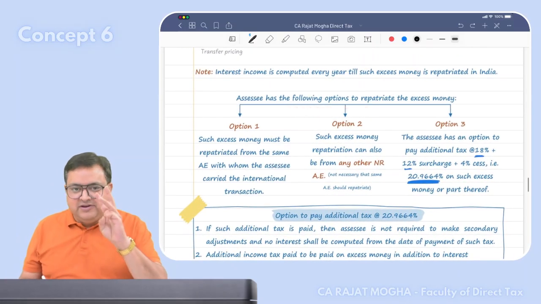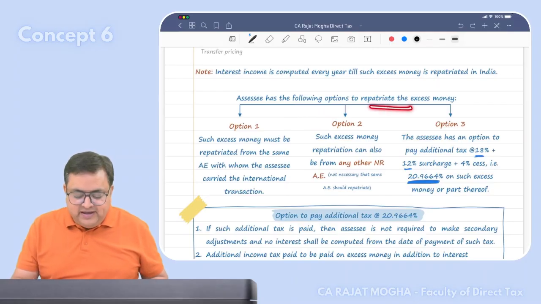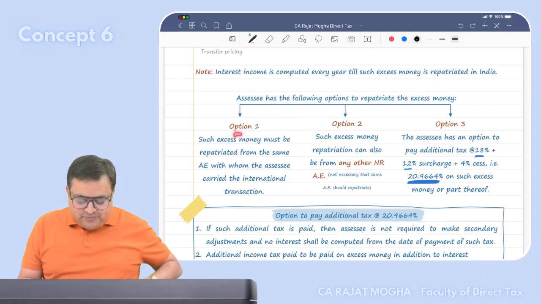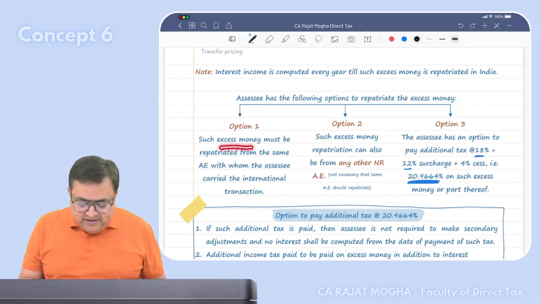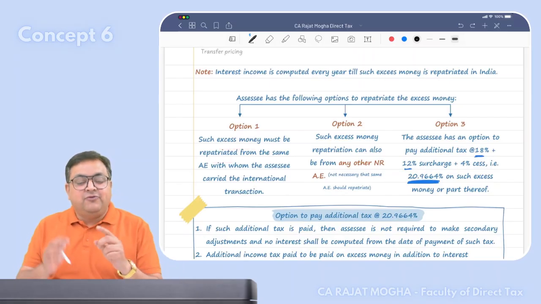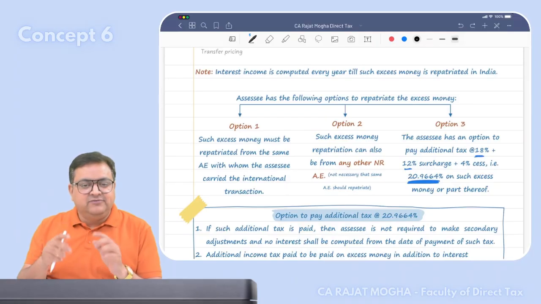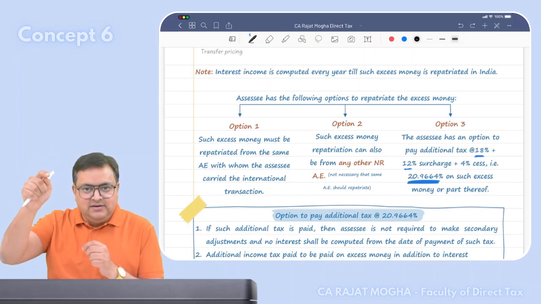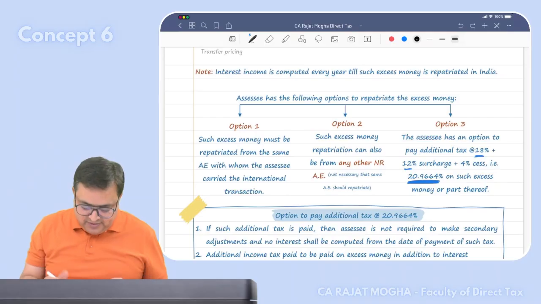See, the assessee has the following 3 options to repatriate the excess money. Understood? Everything you are able to understand now? So first, option 1. Such excess money must be repatriated from the same associated enterprises within 90 days from the prescribed date. So such excess money must be repatriated from the same associated enterprises, US Inc., with whom the assessee carried out the international transaction.